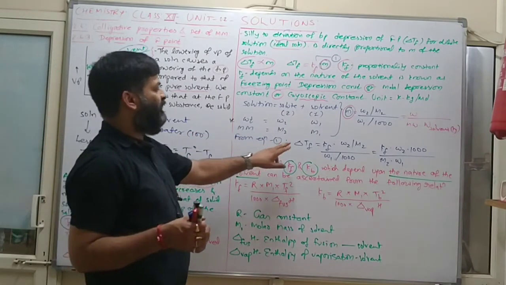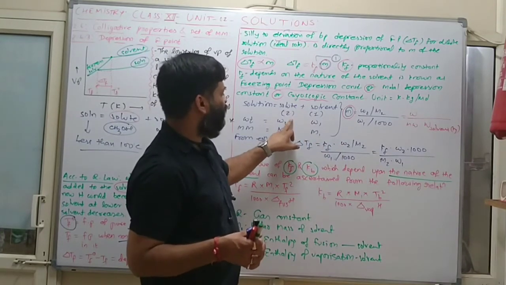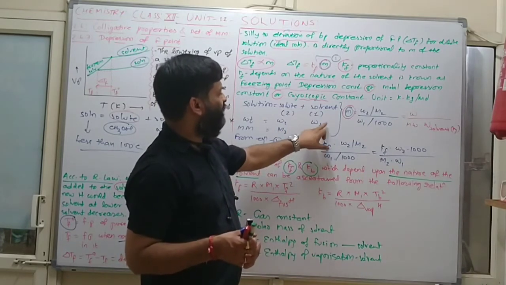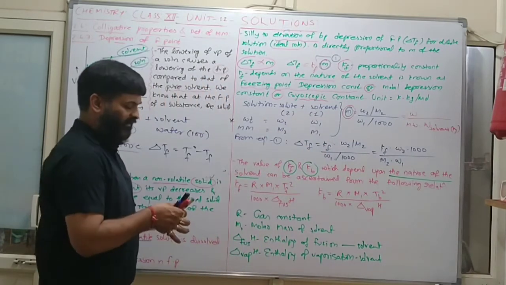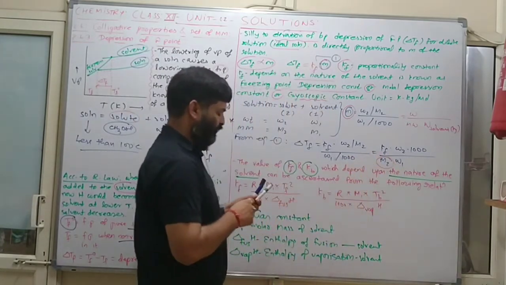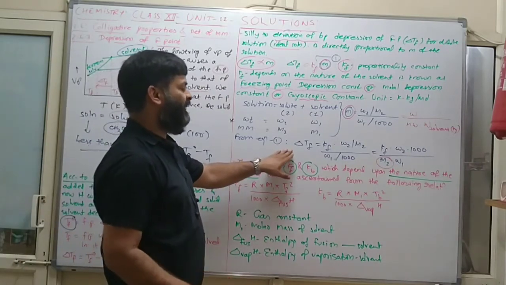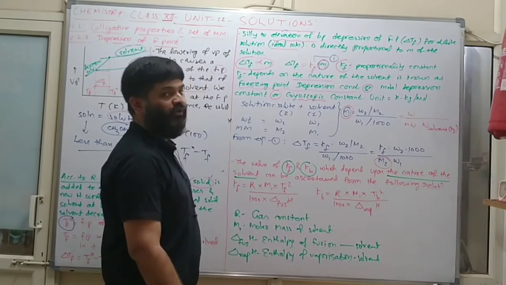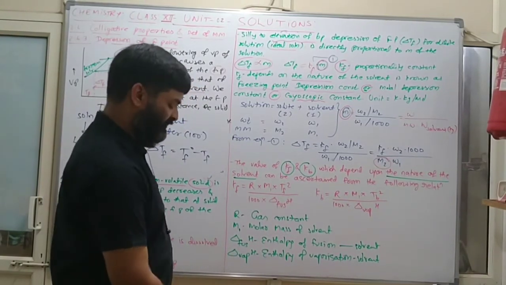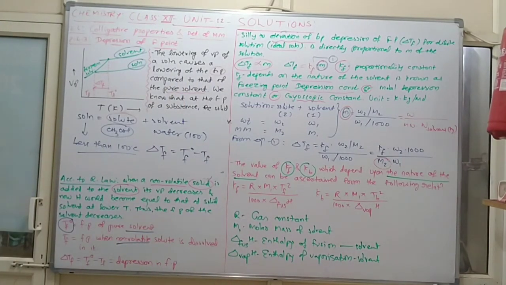Clear? अब देखो यहाँ पे, Kf is the freezing constant, W2 is weight of solute, M2 molar mass of solute, W1 weight of solvent. Clear? So with the help of this we can find out the molecular mass of solute. And if the material changes, then the Kf value will also change. So Kf and Kb depend upon the nature of solvent.